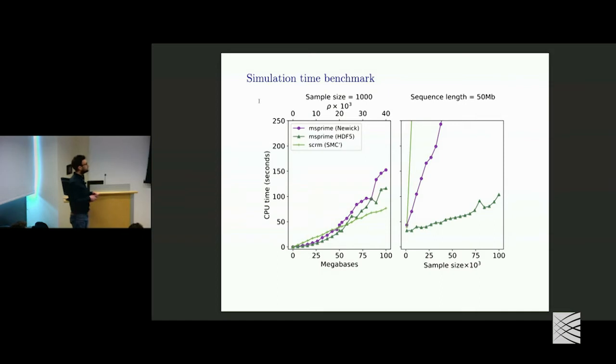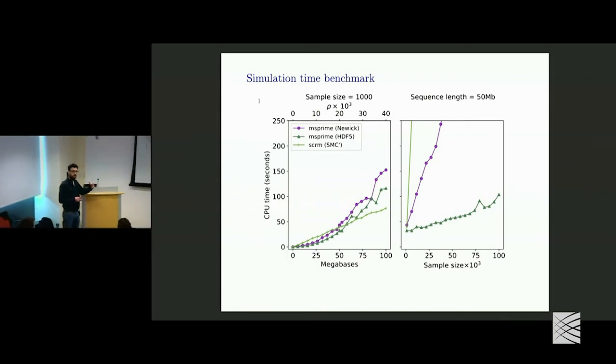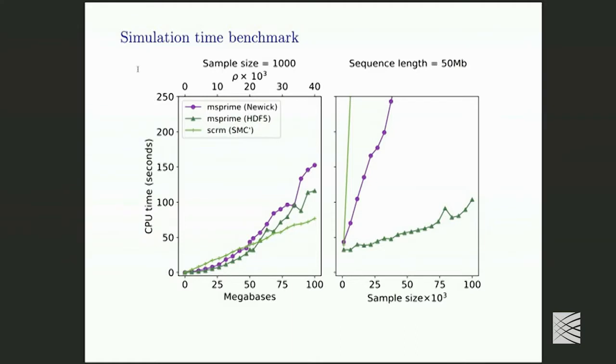So in the interest of fairness here, I've shown two different results for MSPrime. One is where we output MSPrime's native HDF5 format, and the other where we output Newick trees, which is what Scrm is doing. And we can see that the time required to output the Newick trees actually totally dominates the time required to run the simulation itself for sufficiently large sample size.